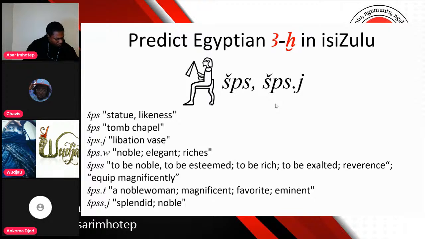No. All right. We have shaps, tomb chapel. Nope. All right. We have shapesi, libation vase. Mm-mm. We have shapesu, a noble, elegant, and riches.